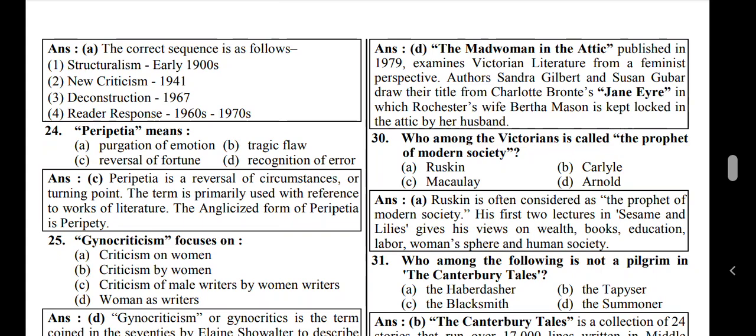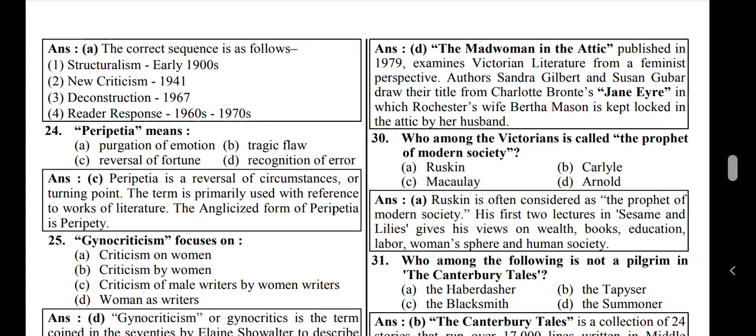The next question: peripeteia means dash. Option A, purgation of emotion. Option B, tragic flaw. Option C, reversal of fortune. Option D, recognition of error. The right answer is option C, reversal of fortune. Peripeteia is a reversal of circumstances or turning point. The term is primarily used with reference to works of literature. The anglicized form of peripeteia is peripety. So peripeteia means the reversal of circumstances. The right option is reversal of fortune.